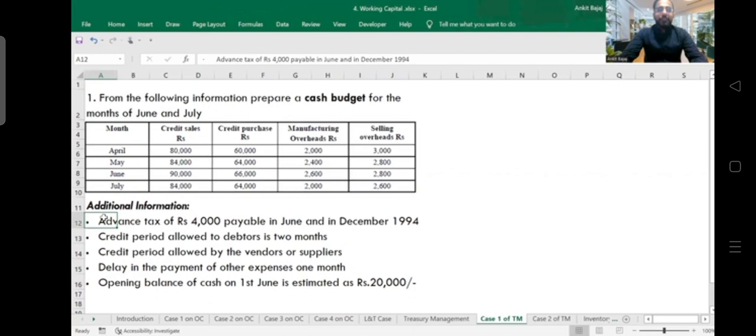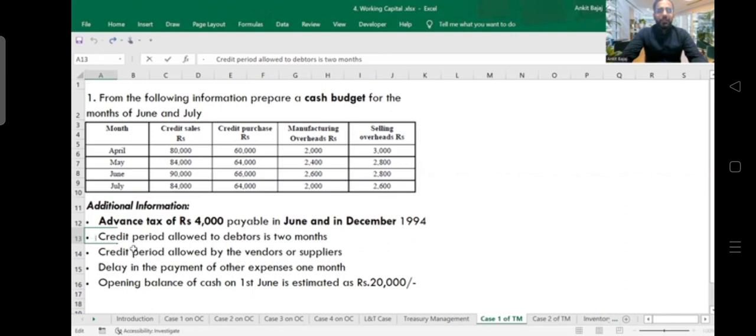Company has to pay advance tax of 4,000, which is payable in the month of June and December. Credit period allowed to debtor is of 2 months. I will explain these things. First, you read these lines.